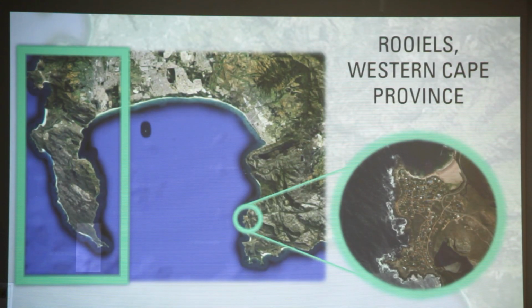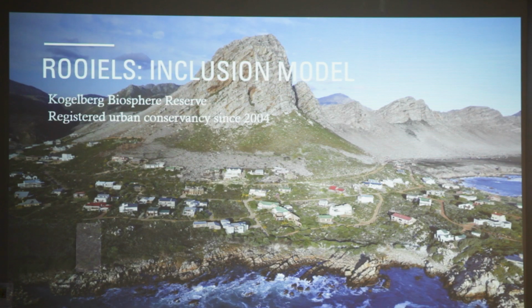So for my PhD, I heard about this magical place called Royals, which, for those of you who have not heard of it, is about an hour to the east of the Cape Peninsula, a tiny little village across the way. And Royals gave me an opportunity to study an inclusion model, so to compare and contrast these two models. So this village is within the Kogelberg Biosphere Reserve, and it's been a registered urban conservancy since 2004.